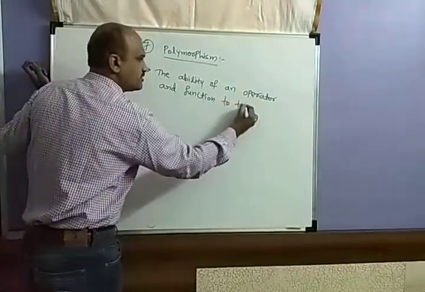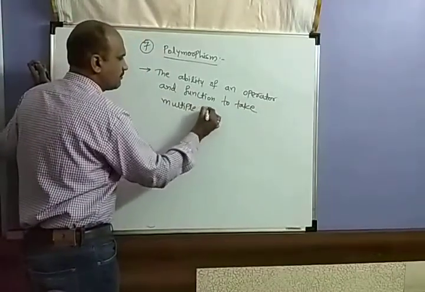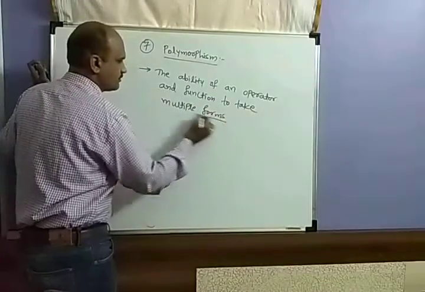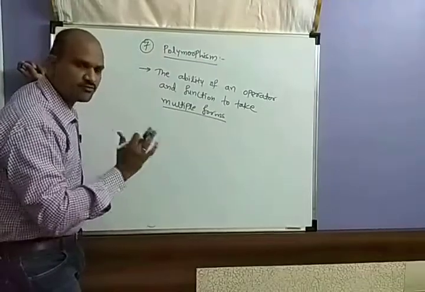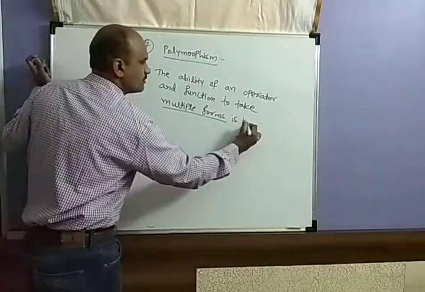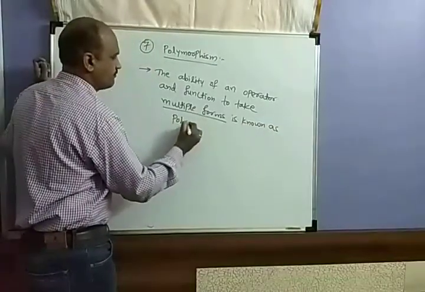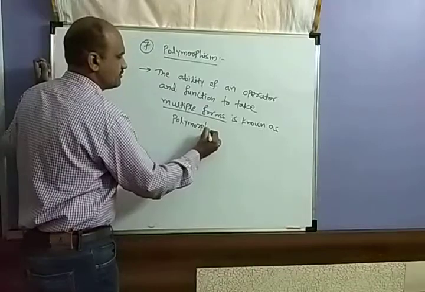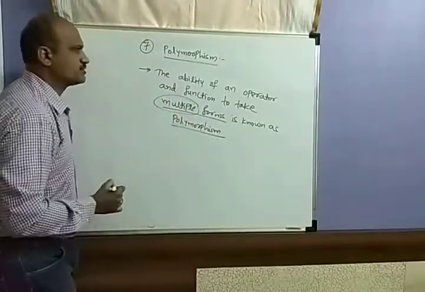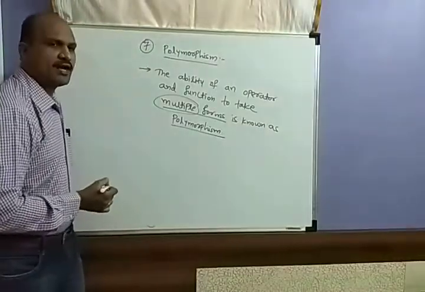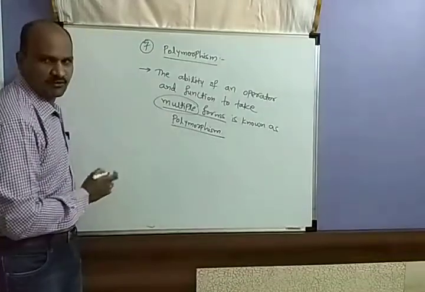To take multiple forms, a number of forms, is known as polymorphism. Poly means many, so that is why it is multiple. So the ability of an operator and a function to take multiple forms is called polymorphism.